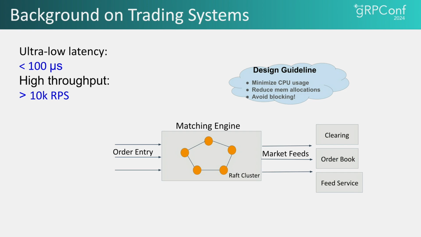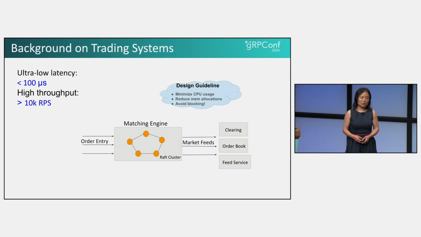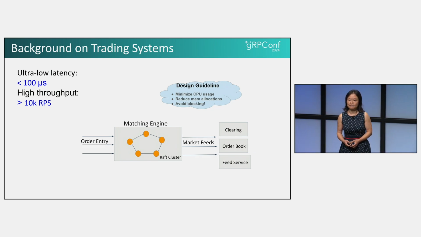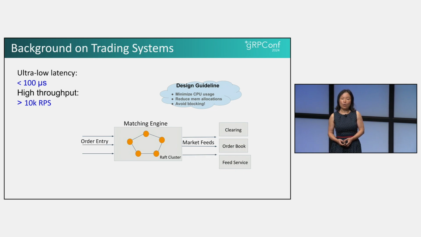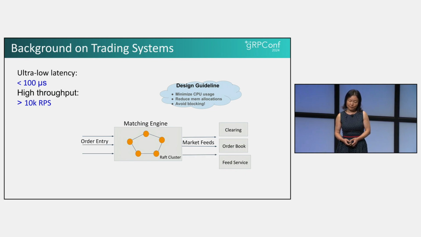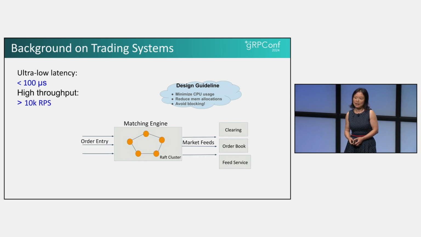At the core of such system lies the matching engine, which internally uses a Raft cluster for its fault tolerance mechanism. Matching engine accepts order requests from the order entry, matches them, and then generates messages for those matching results to be disseminated to the downstream in the market. As performance is very critical for trading systems, an effective trading system must be designed with the maximum efficiency of compute resources in mind at all times.